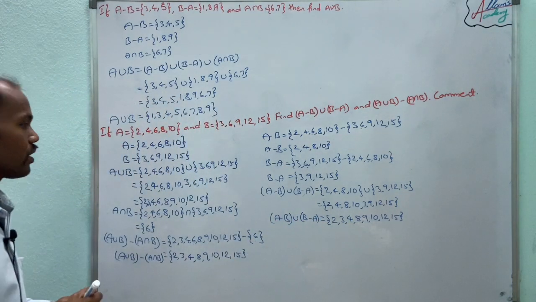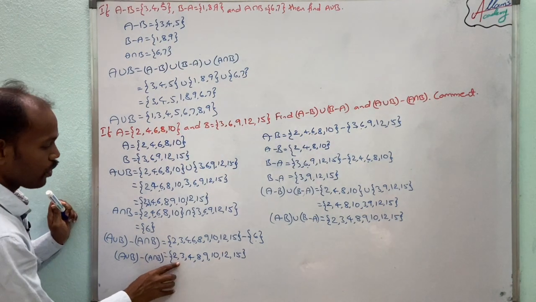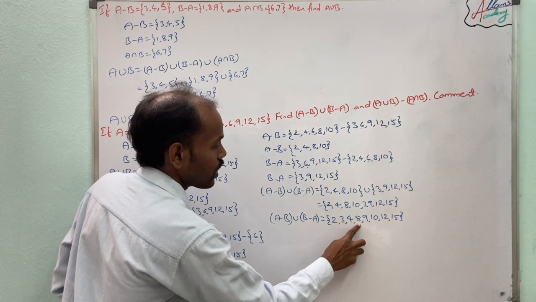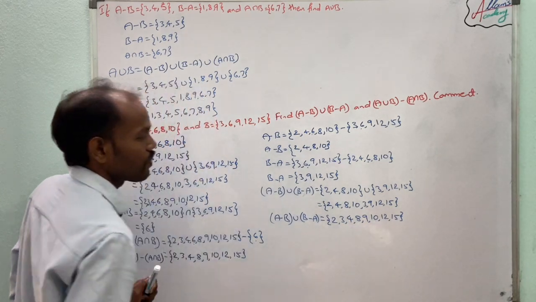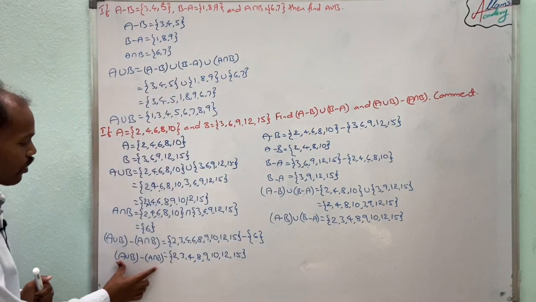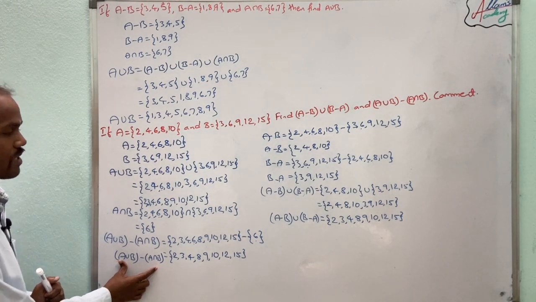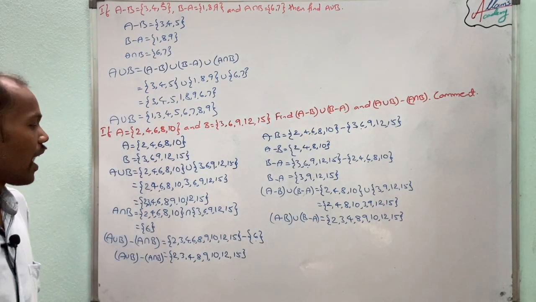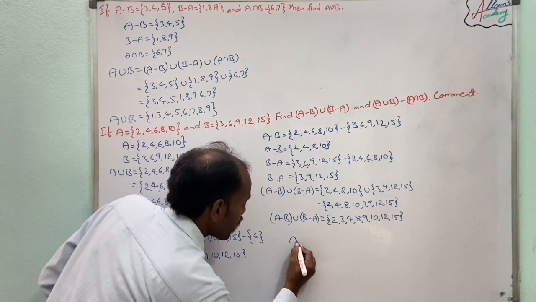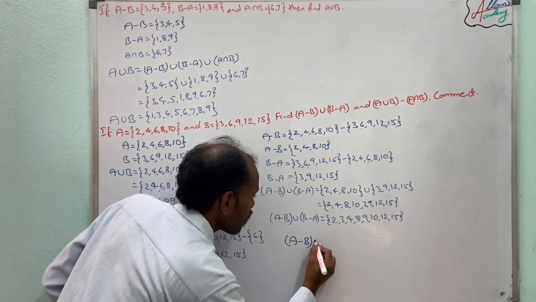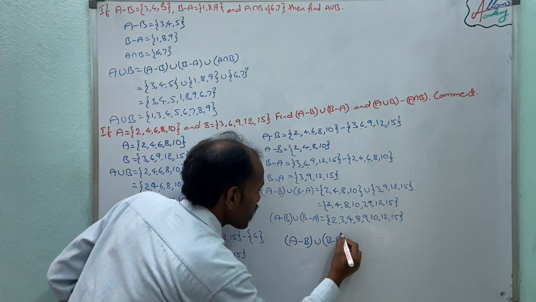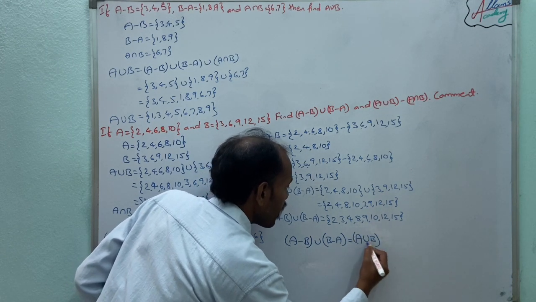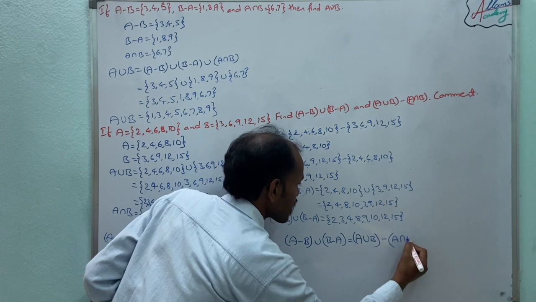Now in both answers we observed that both have the elements 2, 3, 4, 8, 9, 10, 12, 15 only. So we can conclude that A minus B union B minus A is equal to A union B minus A intersection B.